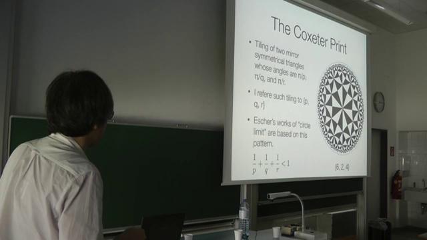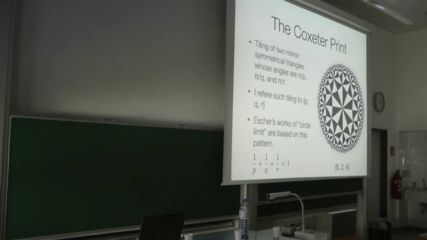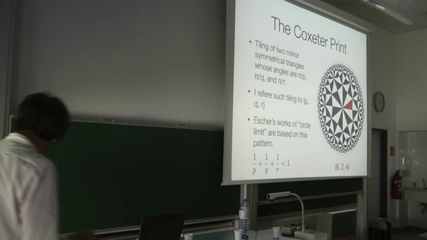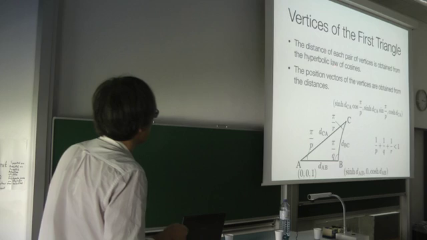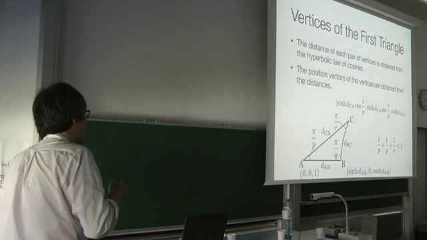Each pattern must satisfy this relationship because the sum of the inner angles of a hyperbolic triangle must be less than pi. Firstly, I draw this triangle. This triangle can be written using the hyperbolic law of cosines and other formulas of hyperbolic geometry. That is the position vector.